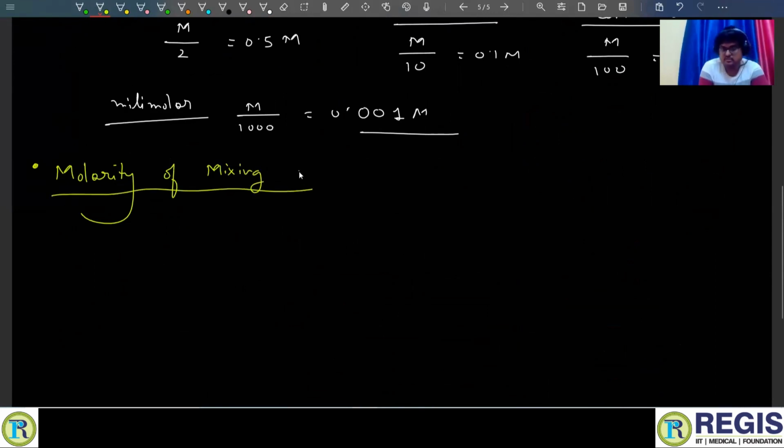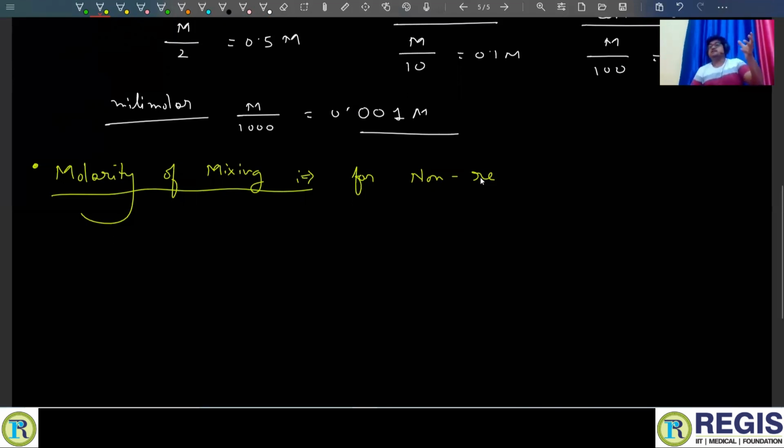First, we are doing molarity of mixing for non-reacting solution. When two solutions mix with each other, they do not react. Now, reacting solution means suppose this one is the acid, this one is the base. If you add these two, an acid-base reaction takes place. These are reacting solutions.